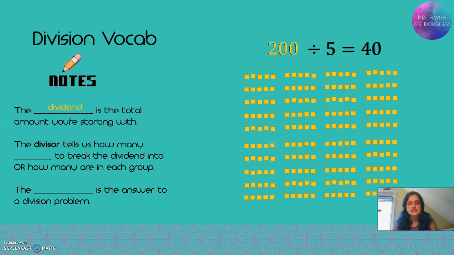Okay, starting with our vocab. The dividend is the total amount that you're starting with. So you can see here I highlighted it in yellow. The dividend is 200. That means we're starting with 200 pieces. Sometimes it's a word problem and we know what they are. Sometimes it's just a problem like this and we're like, okay, just the number 200.